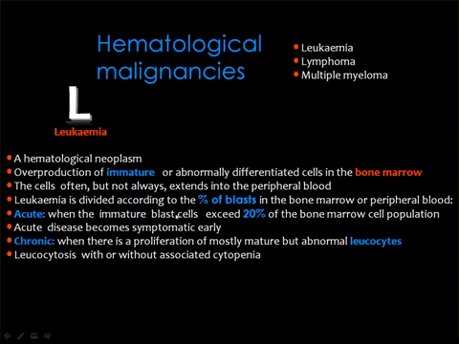Leukemia is divided according to the percentage of immature or blast cells in the bone marrow or in the peripheral blood. In the acute condition, the immature cells exceed 20% of the bone marrow population, and the symptoms are seen early in the patient. In chronic cases, there is proliferation of mature cells, but they are abnormal. These are the leukocytes, resulting in leukocytosis with or without associated cytopenia.